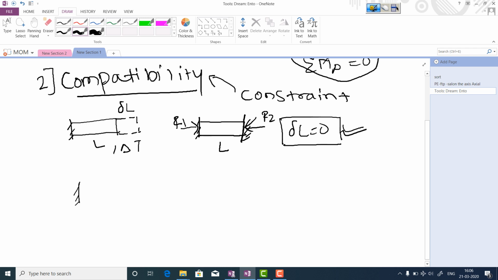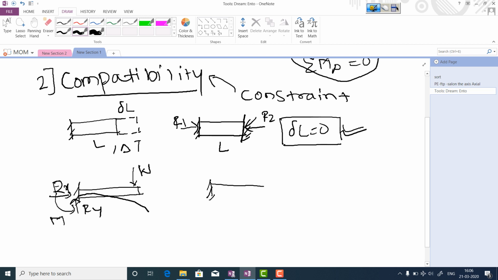Now consider a beam. Here a point load W is acting at this point. Because of this point load, this beam will deflect like this, correct? This beam will deflect like this. But suppose, and here the reactions are Rx, Ry, and moment.